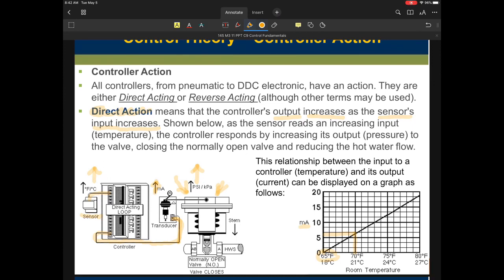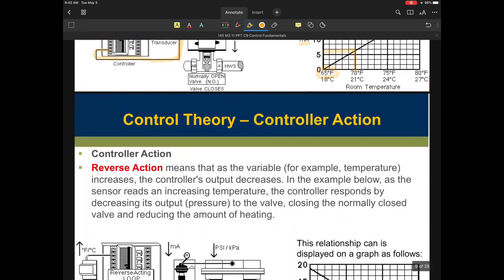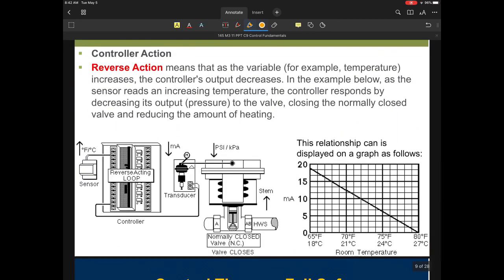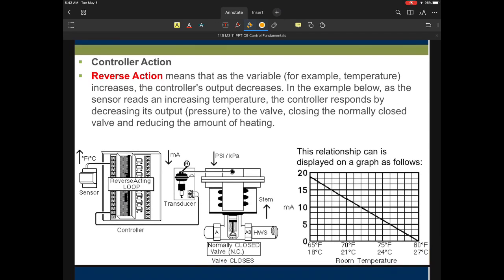So in other words, your sensor reads your input temp, your controller responds to that. It provides an output pressure that would be higher in this particular case. As it gets warmer and warmer and warmer, it provides more output, and it changes the normally open valve and starts to close it down. Is typically how that would end up working. So that's kind of the general idea. That is what we mean by direct action.